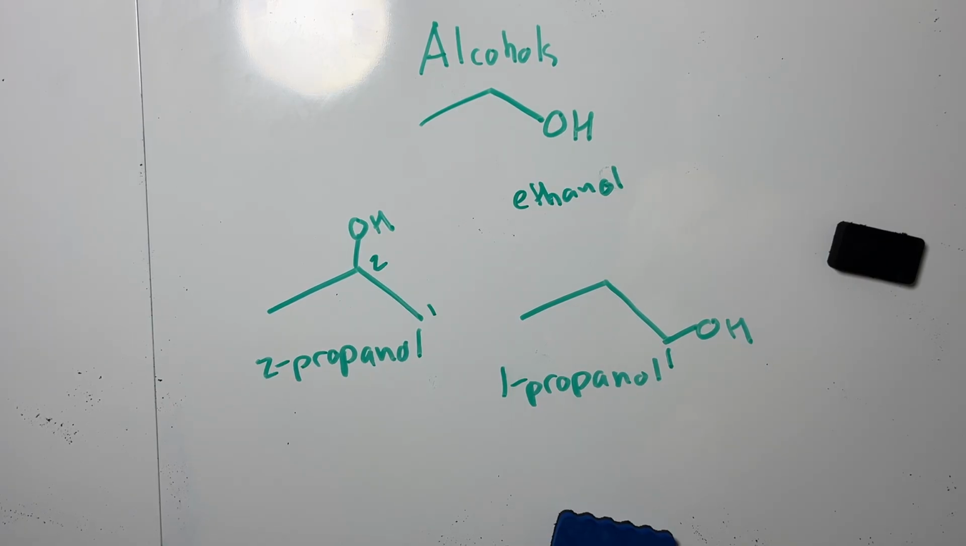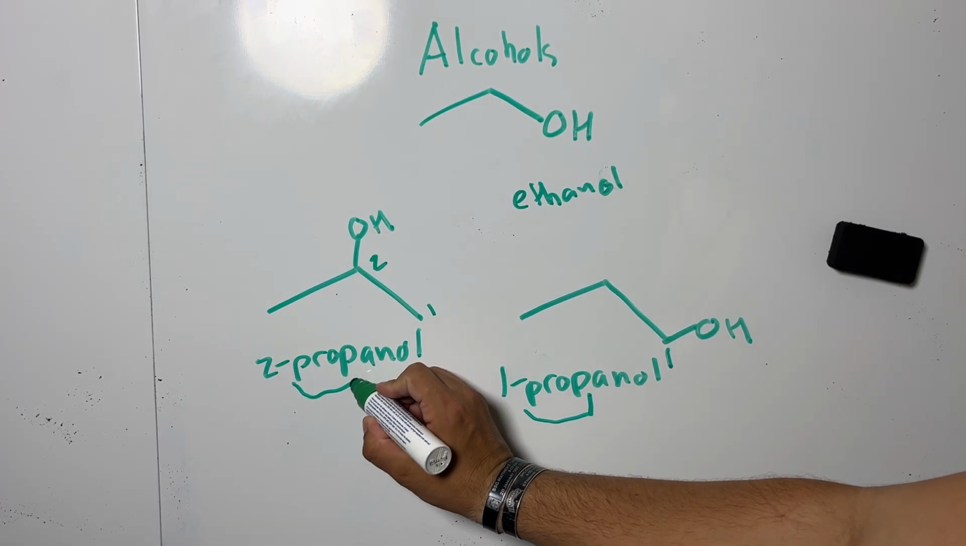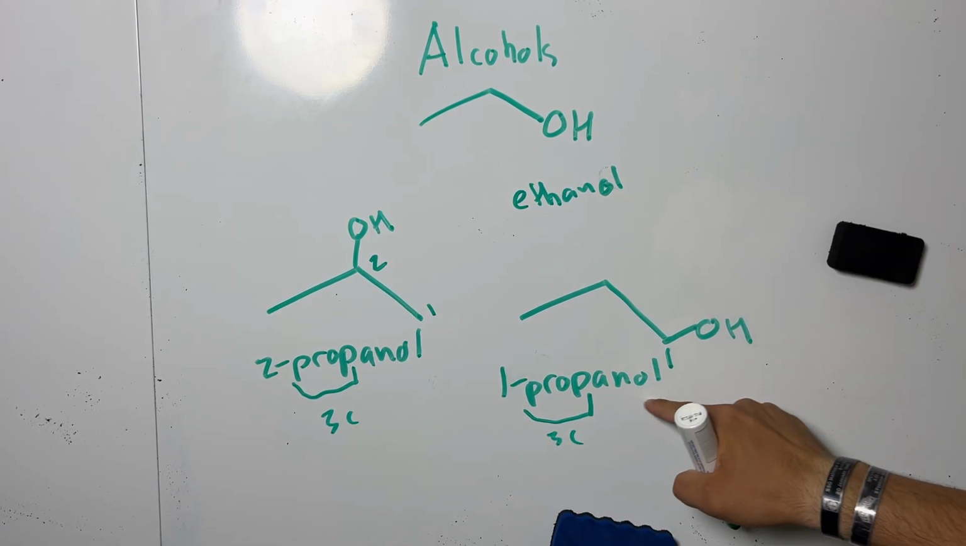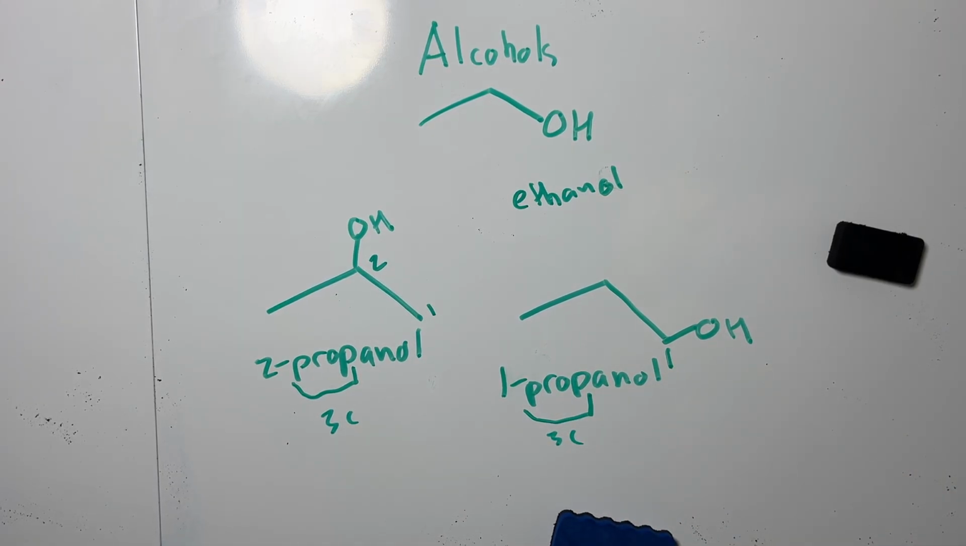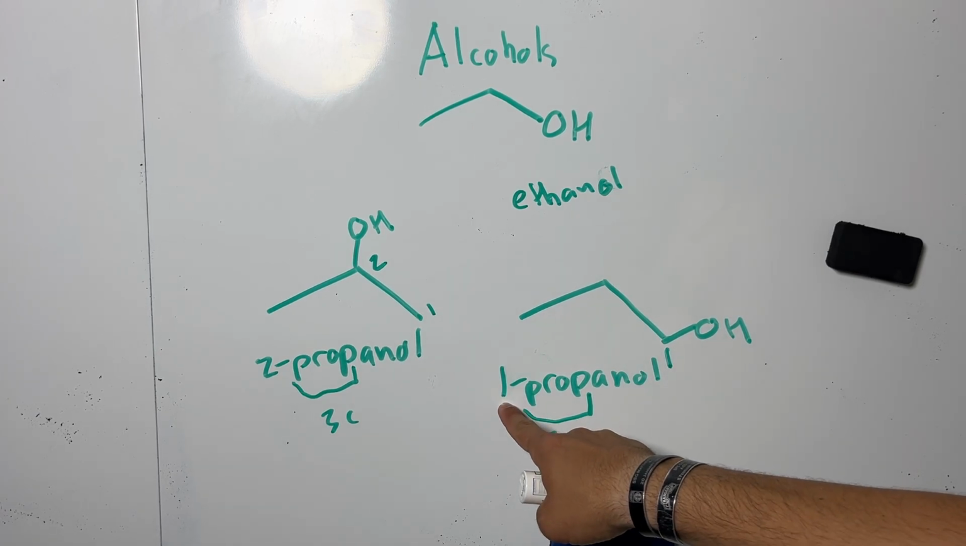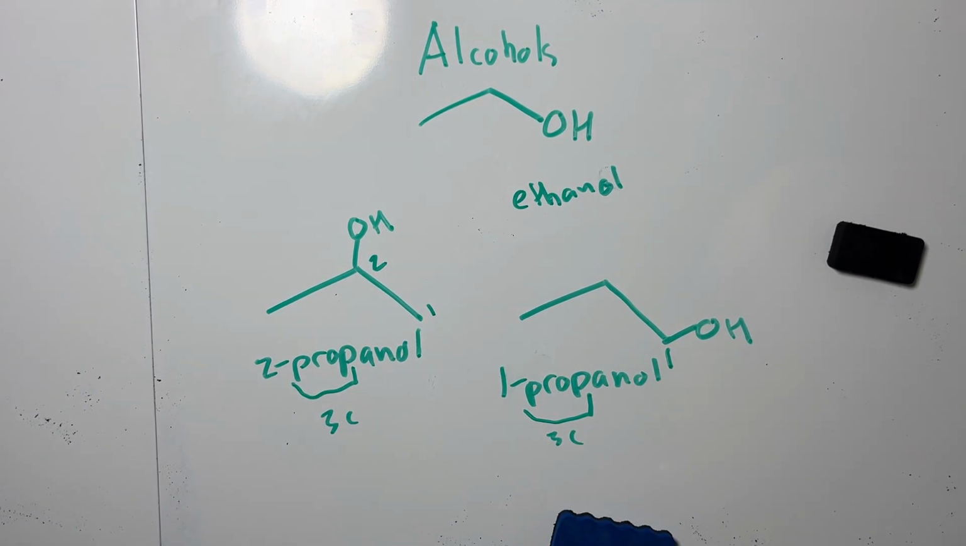So when we're naming things where the alcohol could be at different positions, we have to say where that is, because both of these are propanol. This prefix means that we have 3 carbons, and then the anol is saying it's an alcohol. So it's an alcohol with 3 carbons in it, but this alcohol is at the number 1 position, whereas this alcohol has it at the number 2 position. It's that easy. Now, what if we have multiple alcohols?